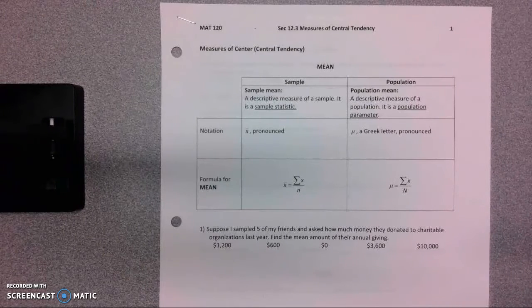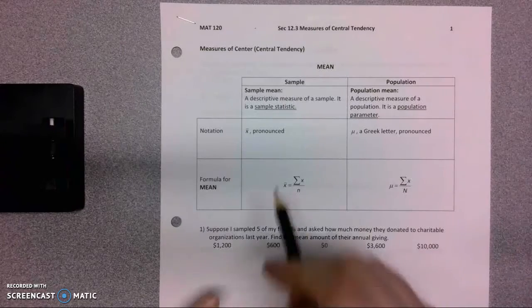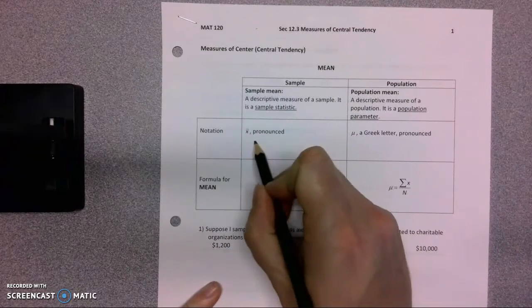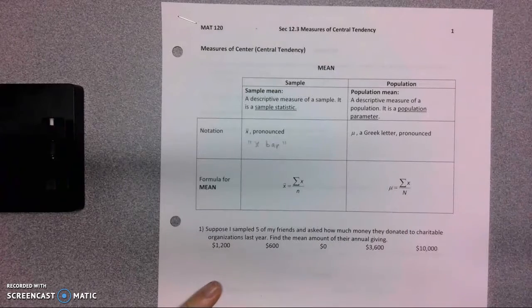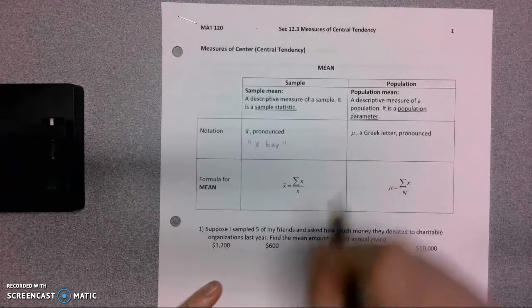One is a sample mean, which is a descriptive measure of a sample. It is a sample statistic. And then population mean, a descriptive measure of a population. It's a population parameter. Notice that for sample we have x with a line over it, pronounced x bar. And mu is a Greek letter pronounced mu.